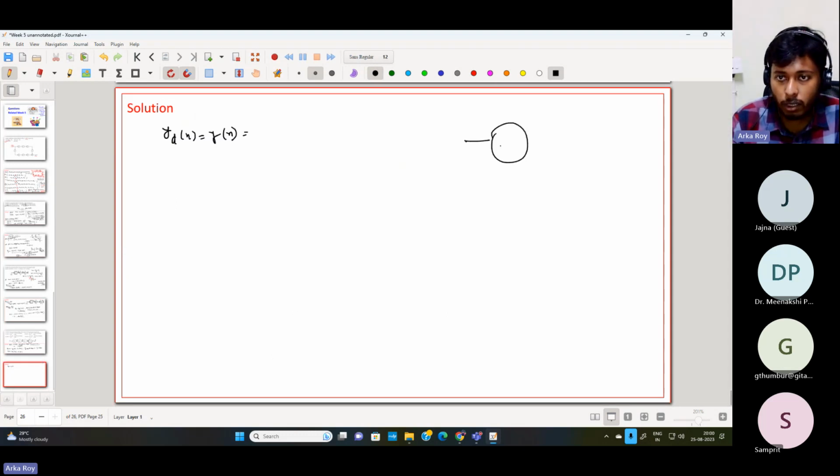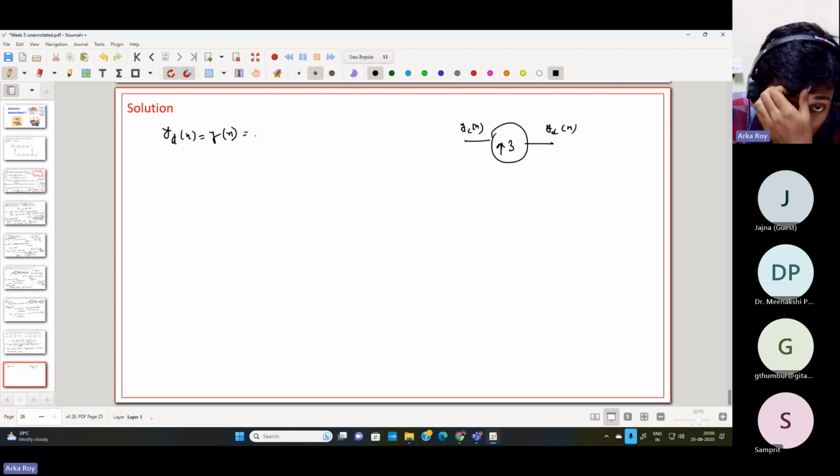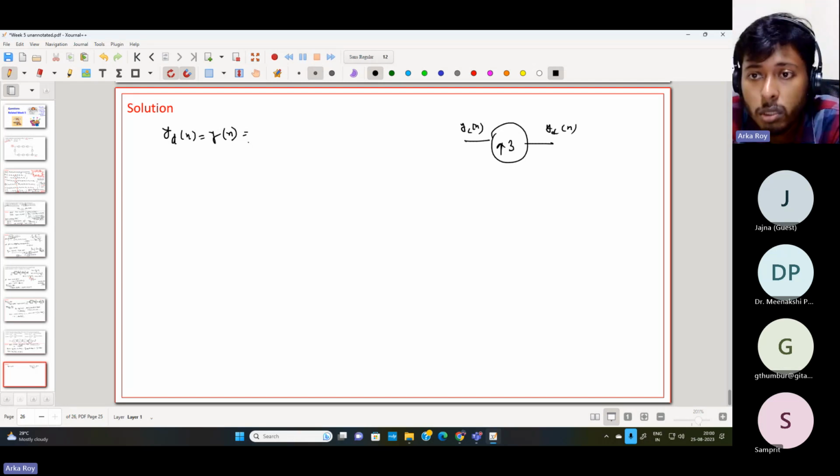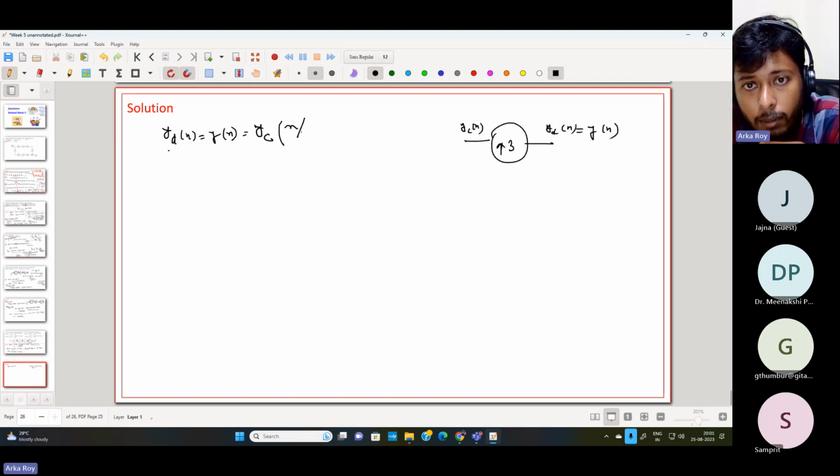So let's just draw it as upsampling by 3, and this is YD of n, and this was YC of n. Upsampling operation means I will inject some zeros, and the number of zeros is M minus 1. That means I will be injecting 2 zeros in between 2 samples of YC of n. So YD of n is equal to Y of n is equal to YC of n divided by 3.